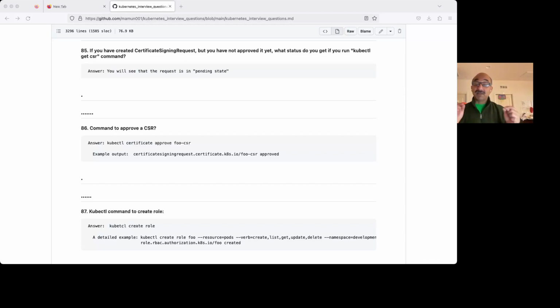So again, the command is not so important. What you should understand is that any command in Kubernetes goes something like kubectl and then create and then role.